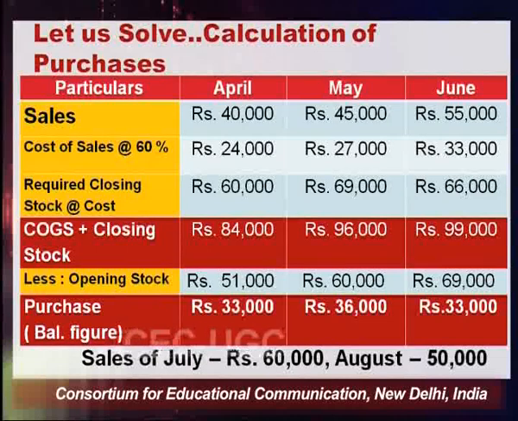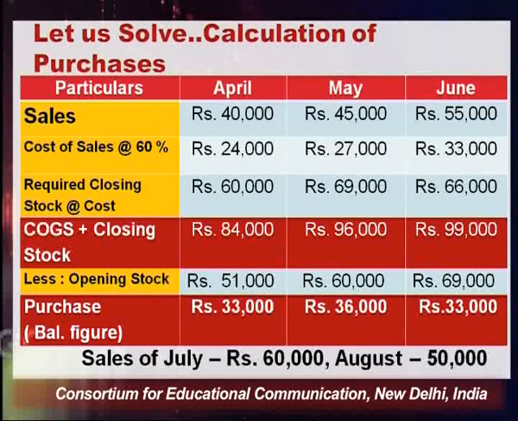The question says the required closing stock is actually at cost, which we have to take. It says the closing stock is supposed to be kept equal to the 2-month sales requirements. If you look at the month of April, for April, May and June sales are the relevant value. In May the sales is 45,000, in June it is 55,000. If you club it, it becomes rupees 1 lakh. But I have written here required closing stock at cost, that is 60,000.